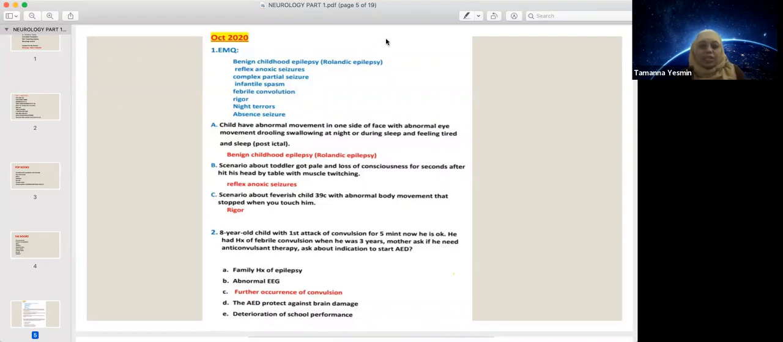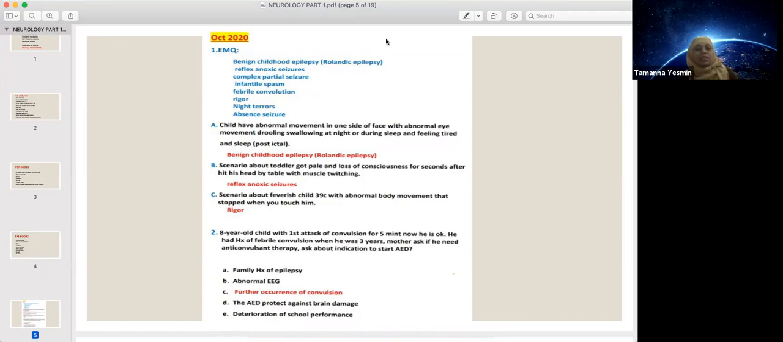Now the second question, the scenario about a toddler who got pale, and there was loss of consciousness for a second after hitting his head on a table, with muscle twitching. That means the child was very pale, and there was loss of consciousness, and there was a history of a minor bump or minor injury, and the child got stiff. Suddenly he became pale, loss of consciousness, and there was jerking movement. This is called reflex anoxic seizure.